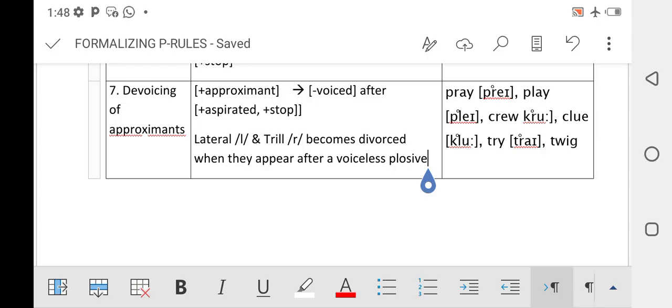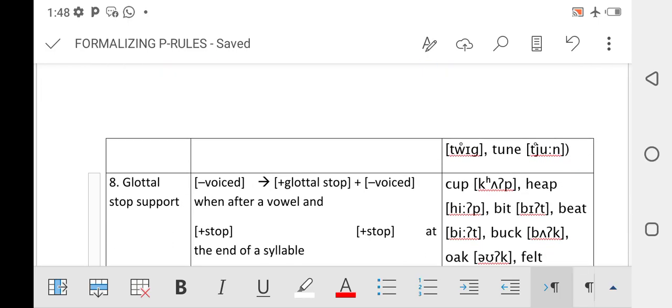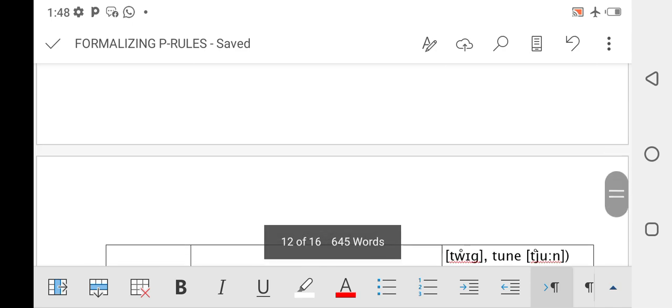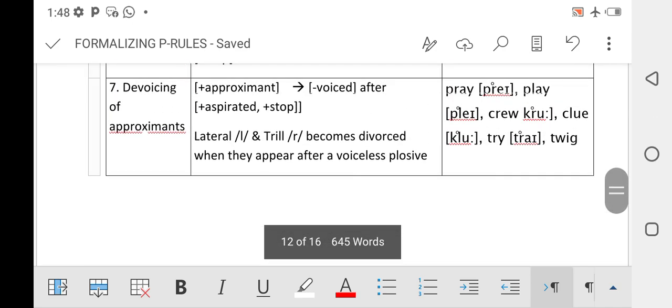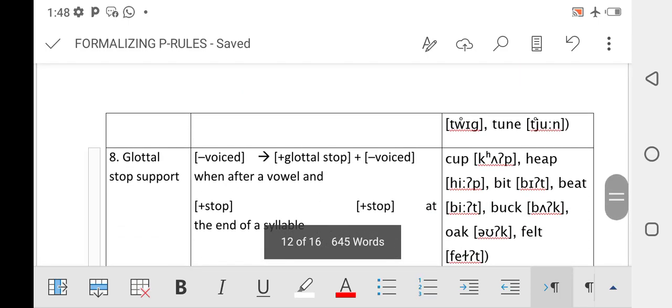Okay, so because we have here pray, in pray, r is devoiced; play, l is devoiced; crew, r is devoiced; clue, r is devoiced; try, r is devoiced; twig, w is devoiced; tune, y is devoiced. Okay, so that is the devoicing of approximants, laterals, and trills.